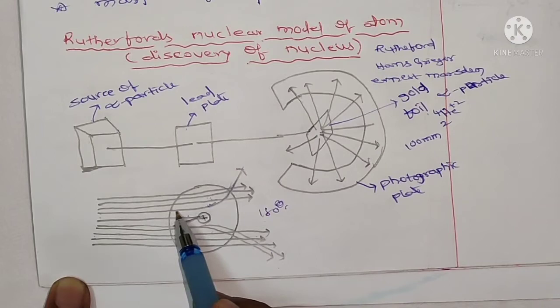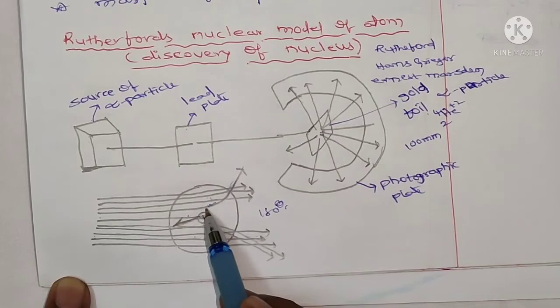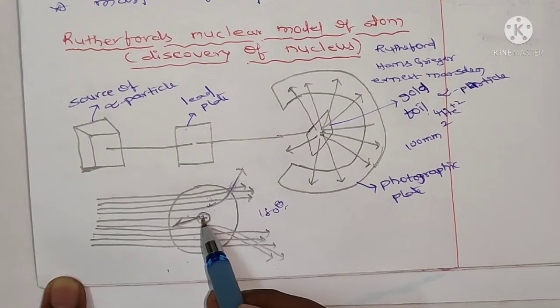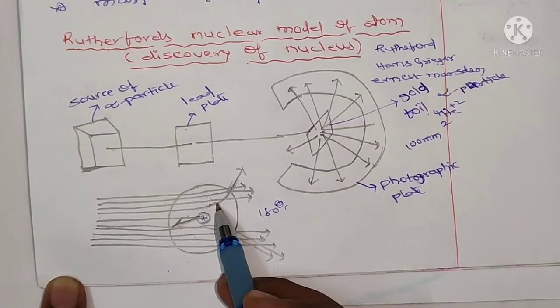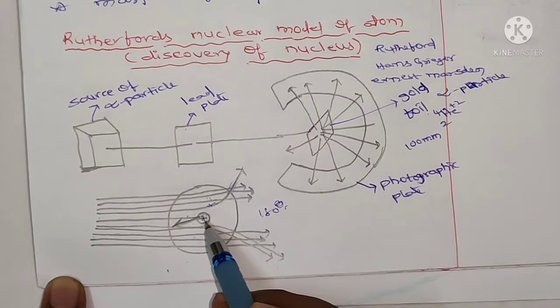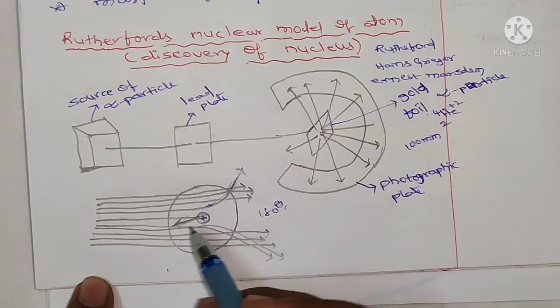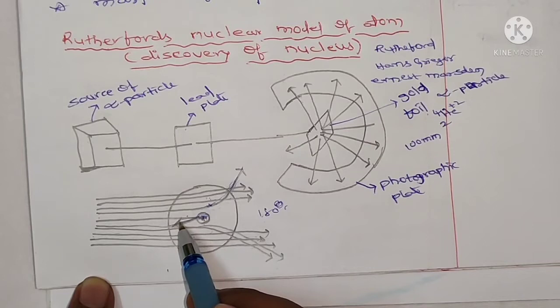So a few alpha particles are deflected due to the repulsive force between the nucleus containing the protons and the positive charge of the alpha particles. There is a repulsion between the positive charge of the alpha particle and the positive charge of the protons. Due to that repulsion, those alpha particles are deflected, and very few alpha particles are bounced back from the center of the atom.